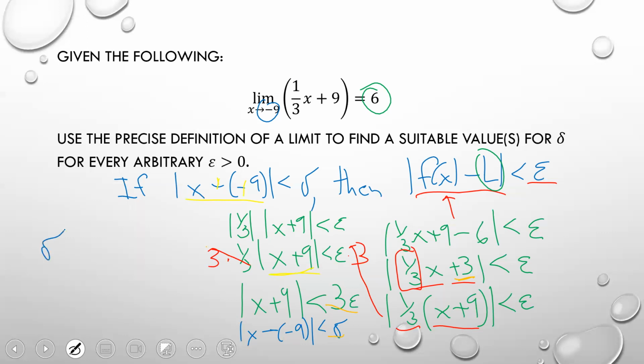Okay, so what this tells us is that for any value epsilon that we choose for this particular limit, if we just choose our delta value to be equal to 3 times whatever that value is, then we'll have found our suitable delta to satisfy the precise definition of our limit.